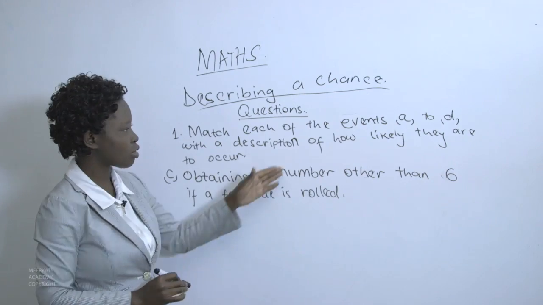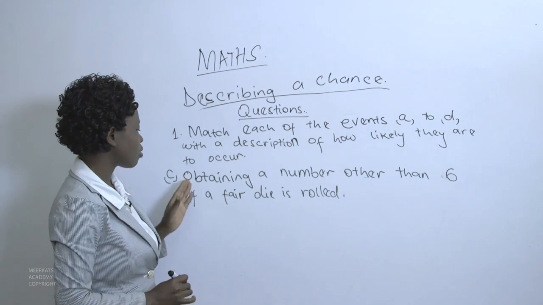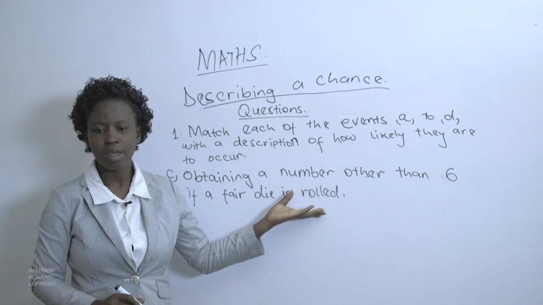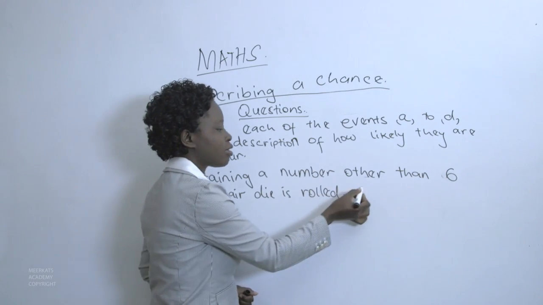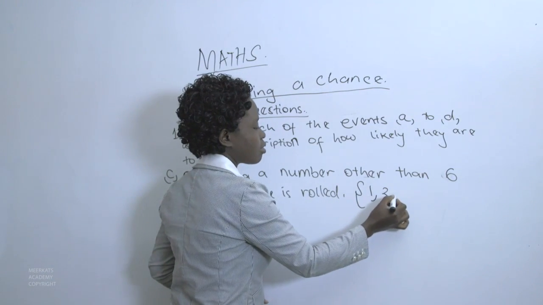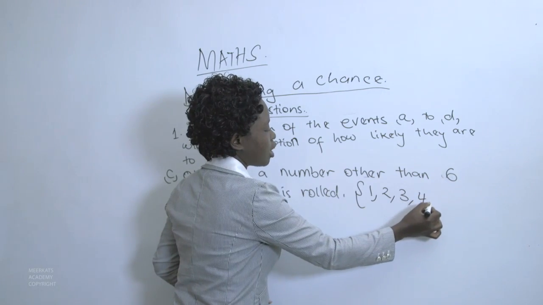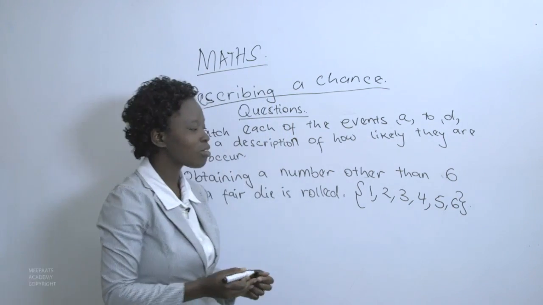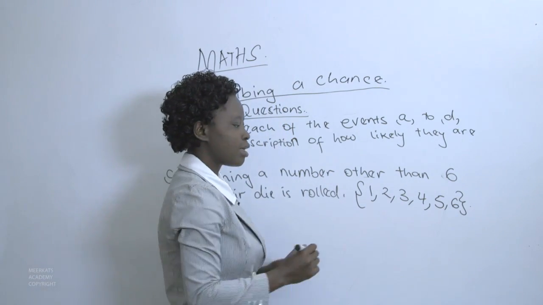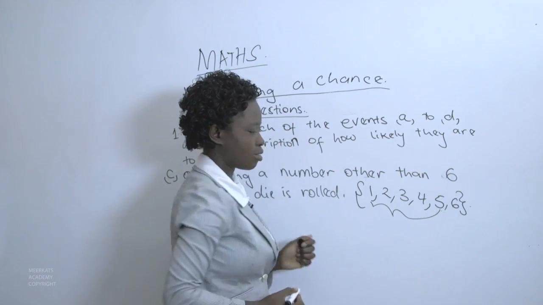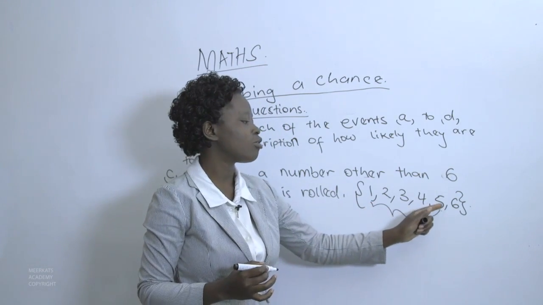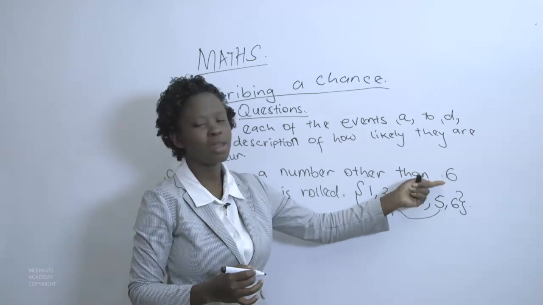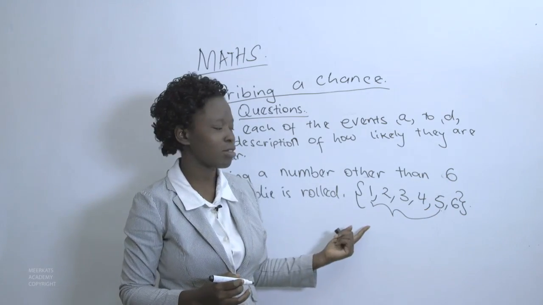So the other question is, we are supposed to describe the likeliness of obtaining a number other than 6 if a fair die is rolled. So a fair die that is 6-sided, we've already said has 6 sides. Being 6 sides, they are labeled 1, 2, 3, 4, 5, and 6. So we are being asked, what is the possibility of getting the rest of the other numbers but not 6? So that is 1, 2, 3, 4, 5, but we are not getting the 6. So any other number other than 6. So it means the rest of the numbers other than 6.